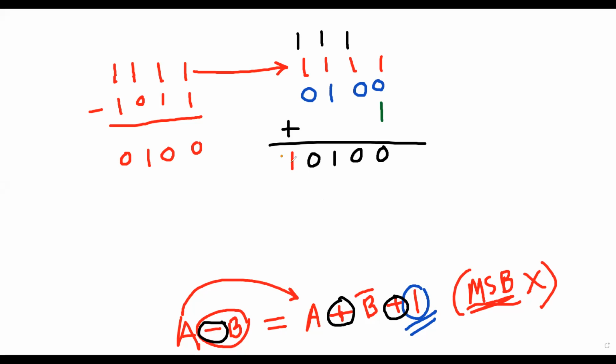Ignore means what? You have to discard it. Okay, you have to discard this one. So your result, this result and this result, they are same, right? They are same, right? Yes, sir. This is called 2's complement.